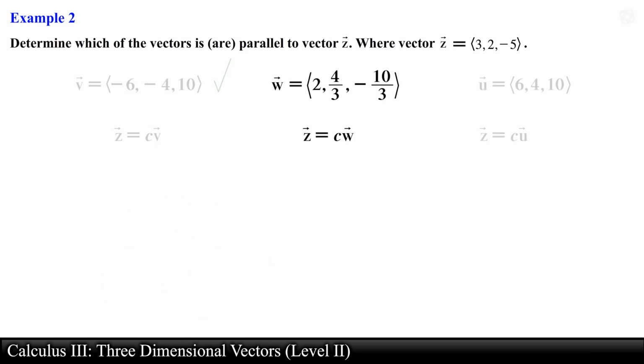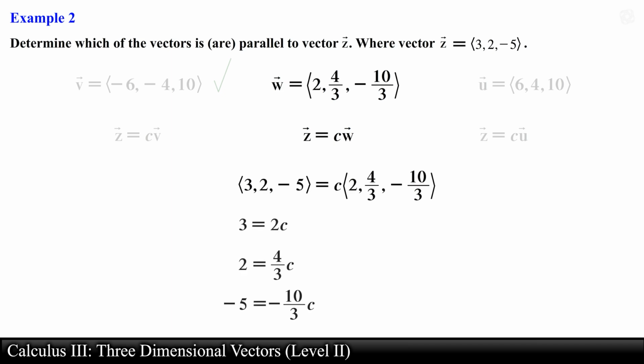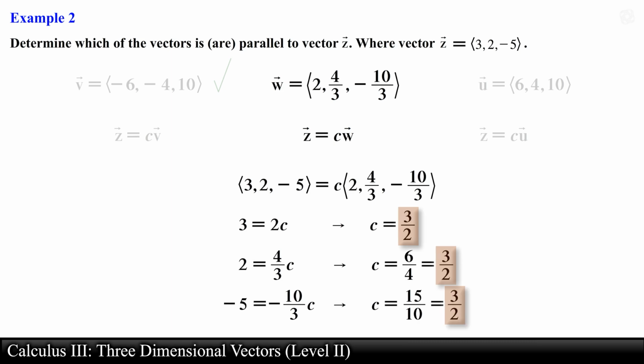For the second vector, we do the same and break apart the vector equation into components and solve for c. Doing that, we obtain the following values for c. Once again, notice that every component has the same value for the scalar. This means that vector w is also parallel to vector z.